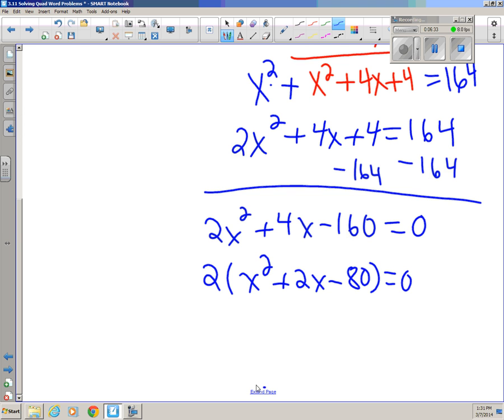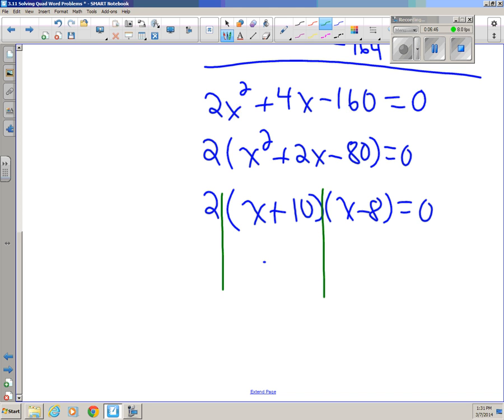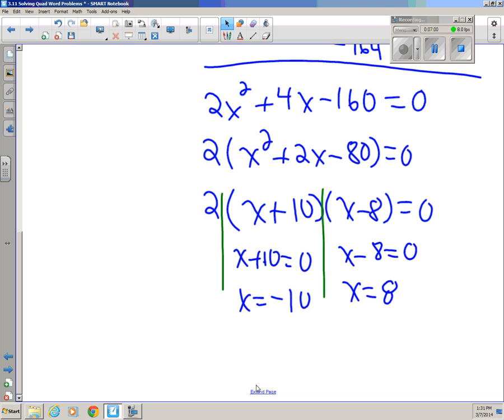You should be able to FOIL inside. So again, bring down your GCF of 2, (x plus 10)(x minus 8) equal to 0. You're going to set your factors equal to 0 so you can solve for your variables. The first parenthesis is x plus 10 equal to 0. When solved, x is negative 10. The second one is x minus 8 equal to 0. And after you solve it, you get 8.